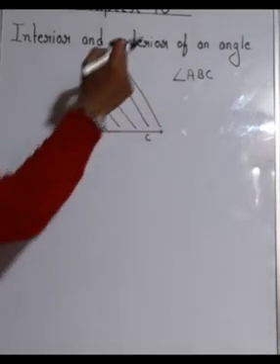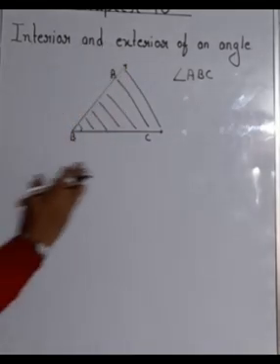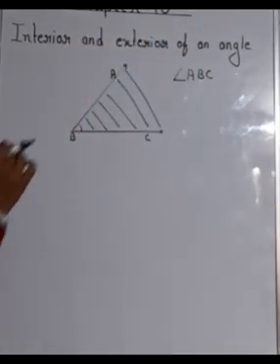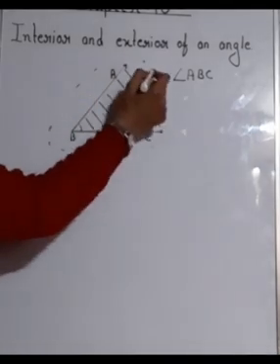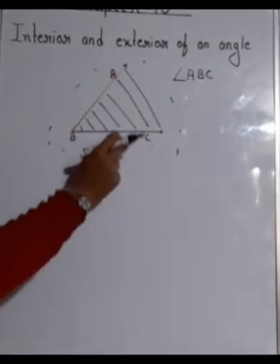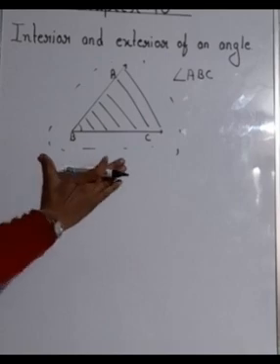Now what is your exterior? Exterior means, I told you that all this we draw on a plane. So the region which is outside this angle is known as your exterior.